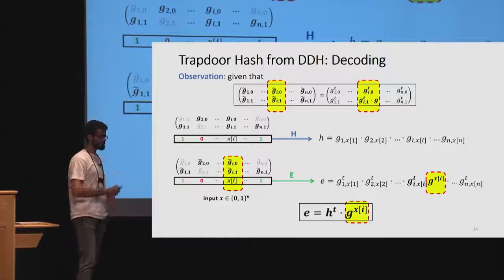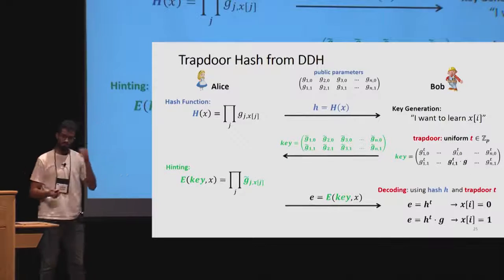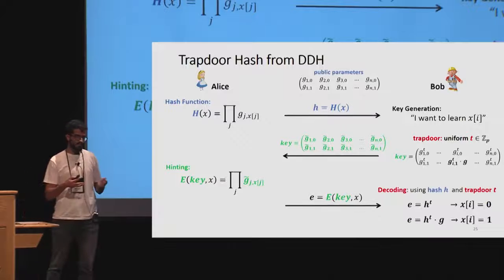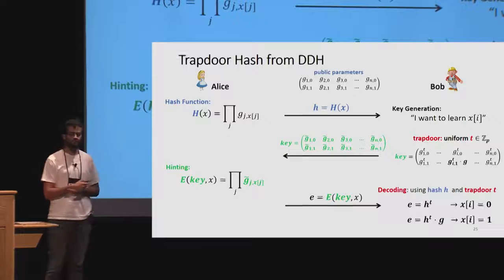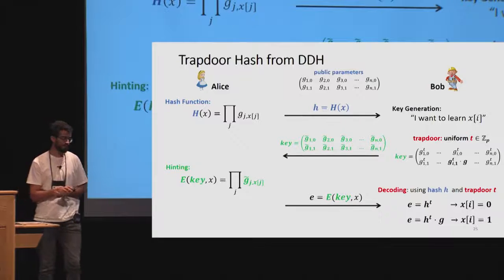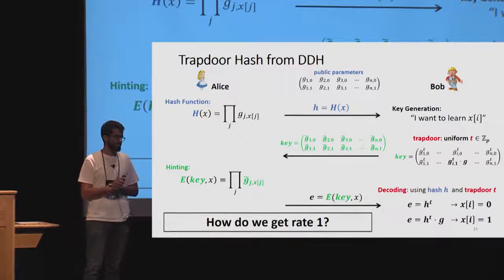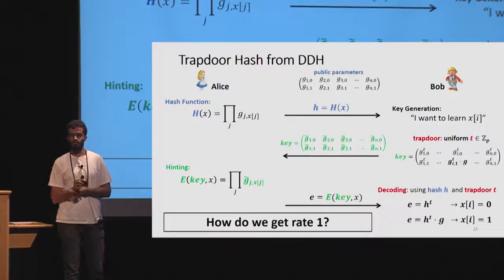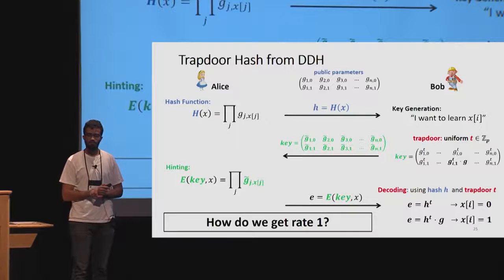I hope I convinced you. So this is our trapdoor hash construction from DDH. But I promised you an optimal rate construction. And this is clearly not an optimal rate construction because the rate here is 1 over lambda, like I said. So what I'm going to show you next, or at least explain at a high level, is how to optimize the rate of this construction and get a rate 1 trapdoor hash.